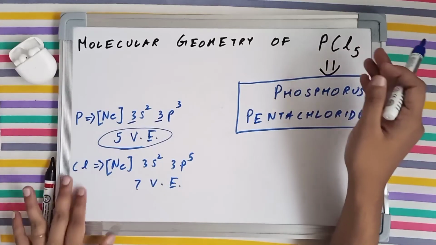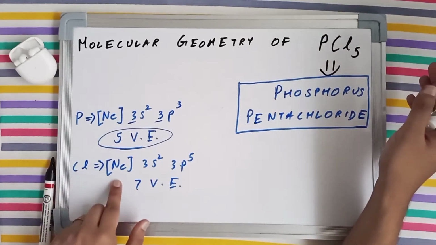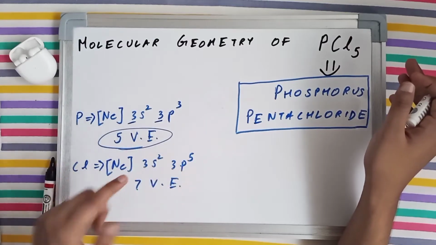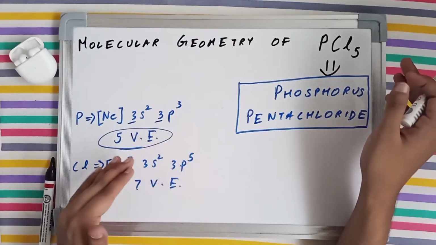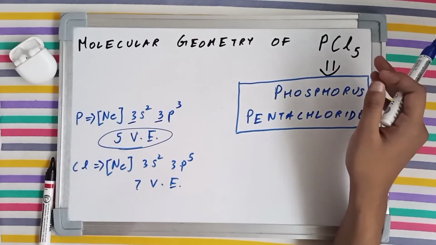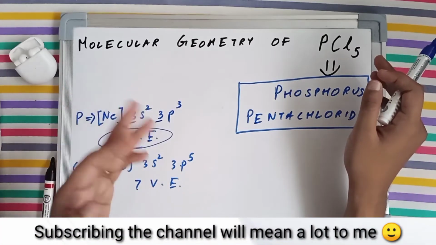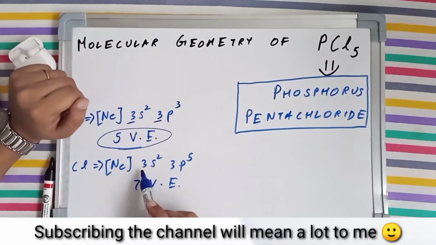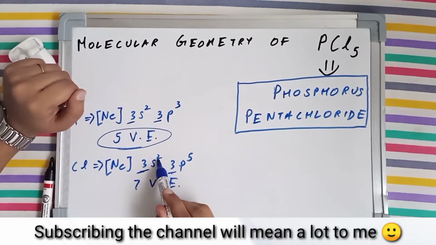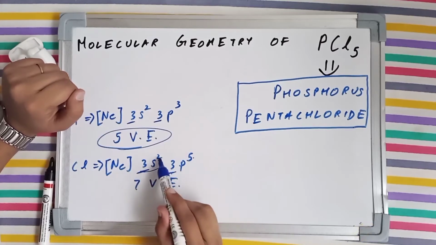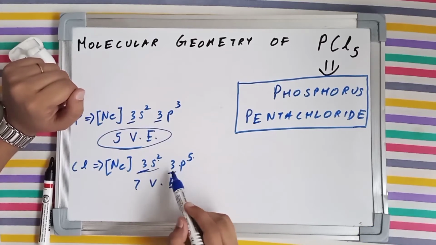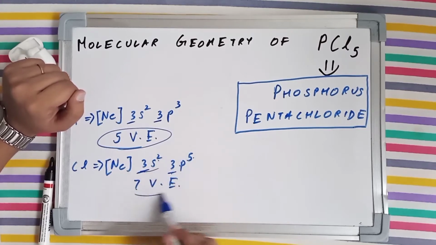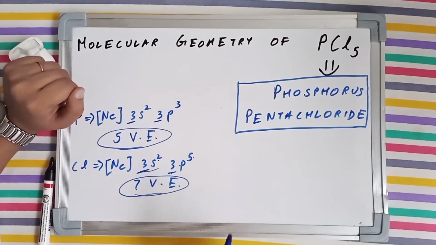Talking about chlorine, its electronic configuration is the inert configuration of neon, and then 3s2 and then 3p5. Now it is also a third period element, so the number of valence electrons are those electrons which are present in the outermost shell, the valence shell, and its outermost shell is the third shell. The 3s subshell has 2 electrons and the 3p subshell has 5 electrons. So 5 plus 2 gives us 7 valence electrons, 7 VE.